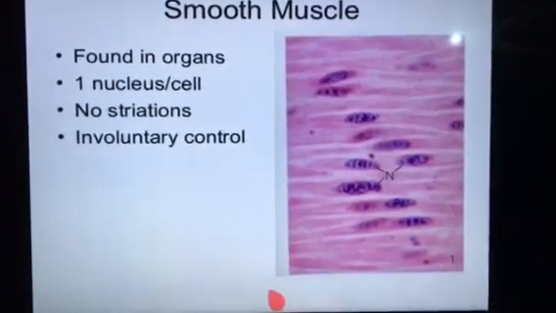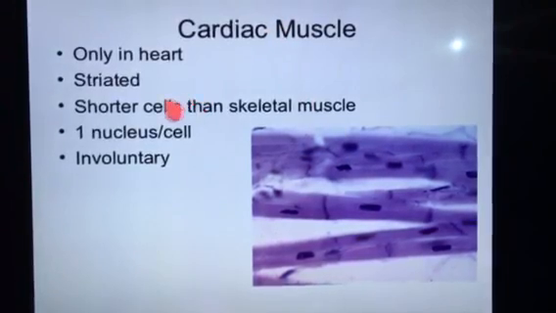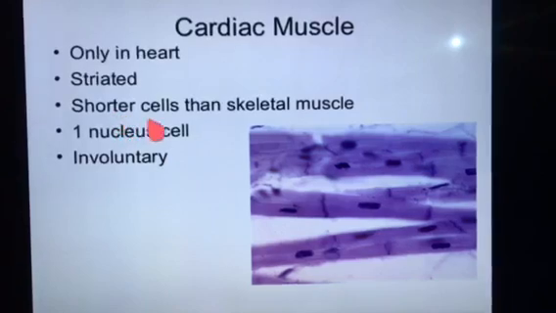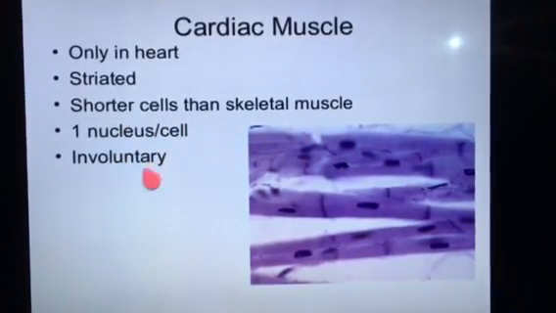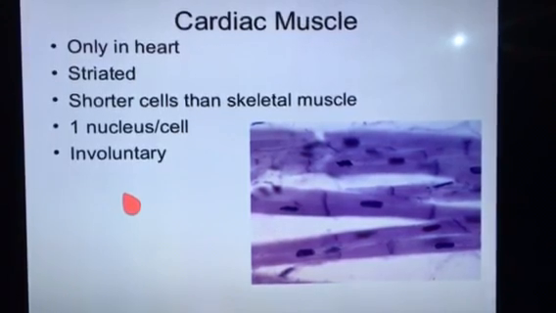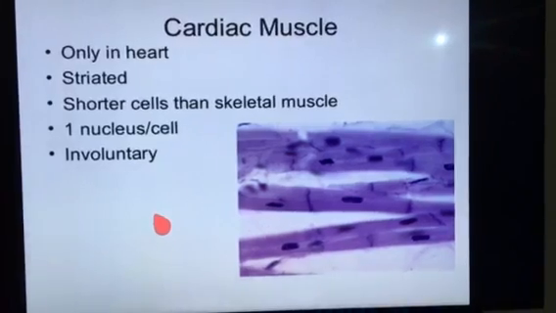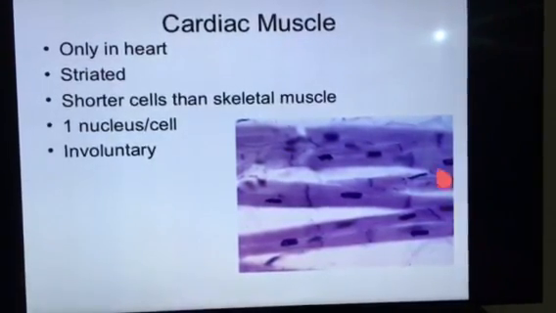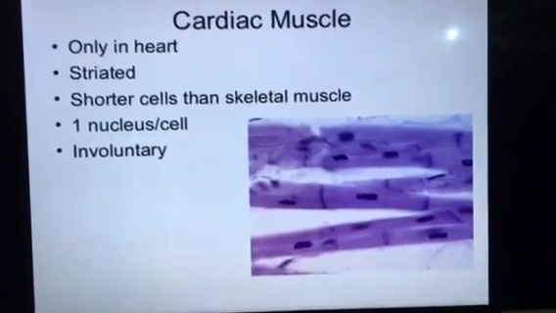Then the last type is the cardiac muscle. It is found only in the heart. It is striated, with shorter cells than skeletal muscle, and one nucleus per cell, and it is also involuntary. It means its contraction and relaxation is not under your control. So these were all about the muscle tissue.